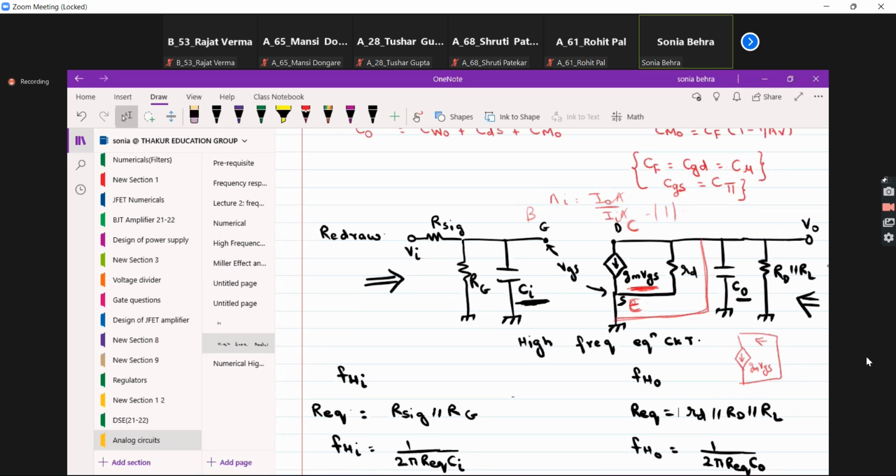Okay, any other doubts? No ma'am. So I'll stop over here and take a quick break of 5 minutes, and we'll go to the numerical for FET, high frequency numerical.